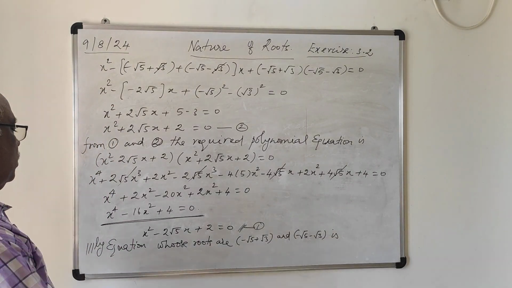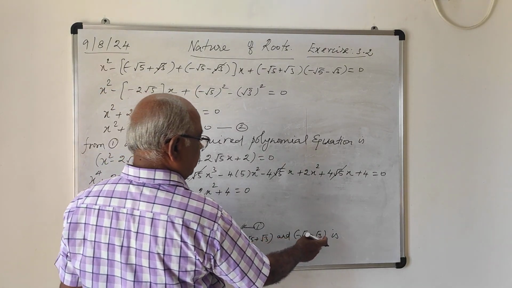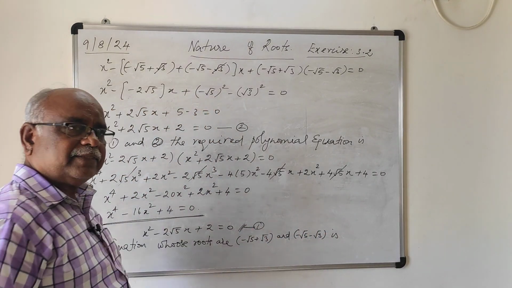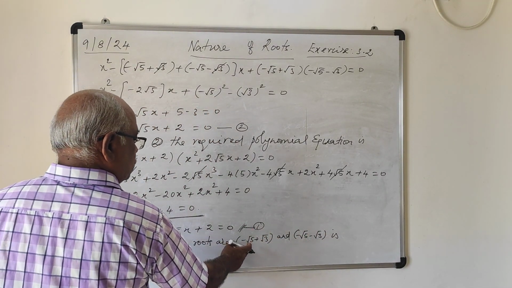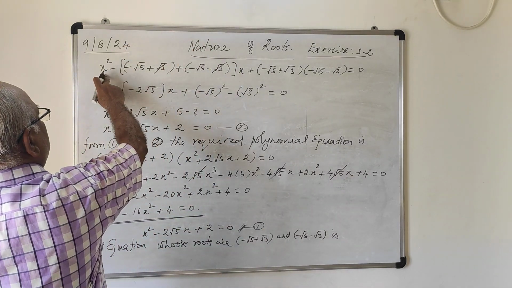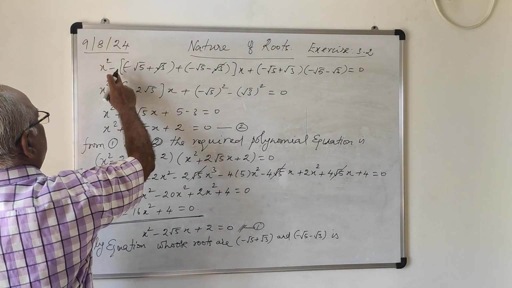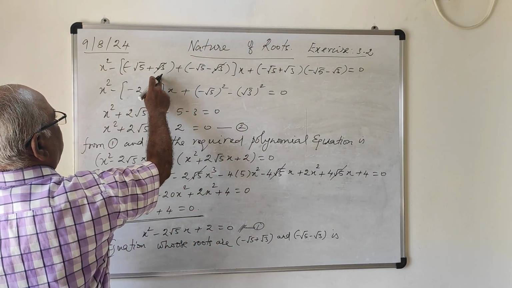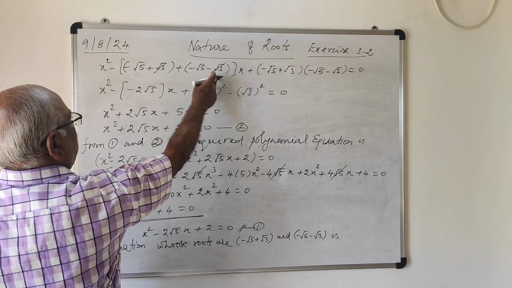Similarly, we are going to find out another equation, the other two roots. The equation whose roots are minus root 5 plus root 3 and minus root 5 minus root 3 is x square minus sum of the roots plus product of the roots equal to 0. x square minus sum of the roots: root 3 minus root 5 plus root 3 minus root 5 minus root 3 plus root 3 minus root 3 cancel.